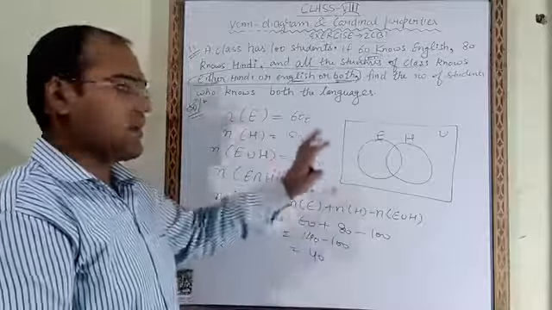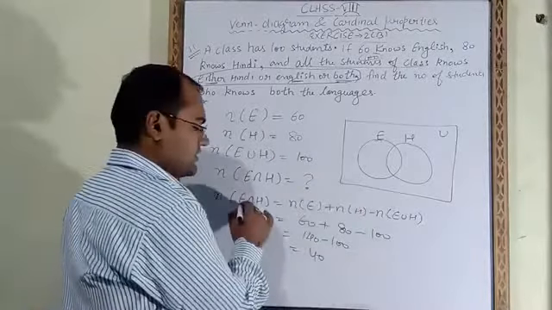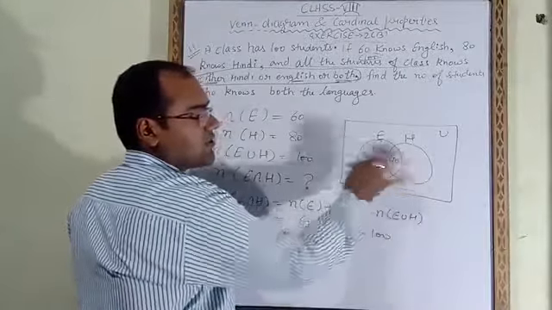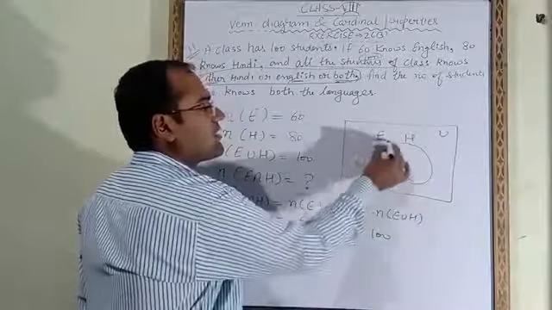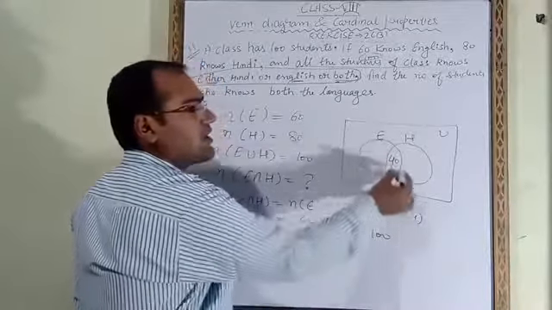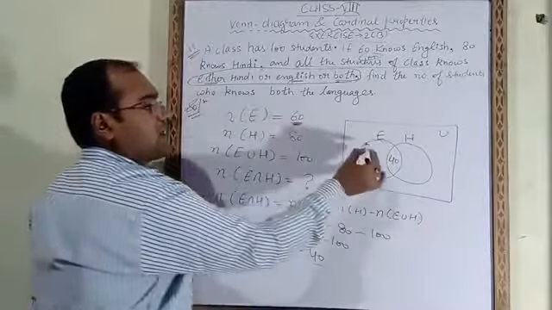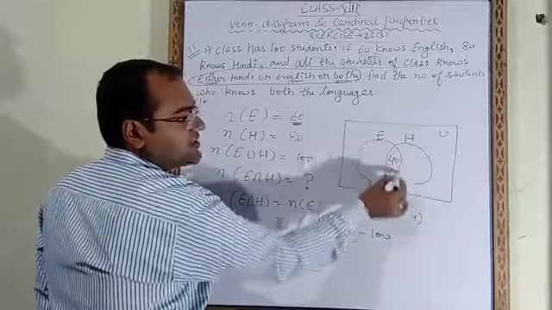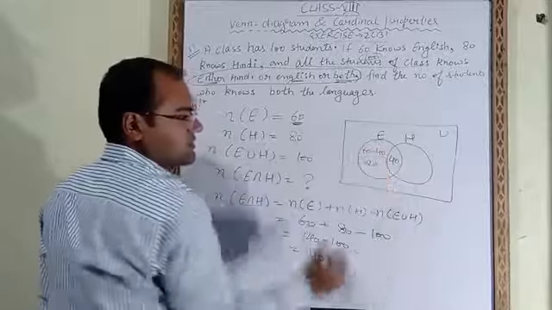But you have to draw the Venn diagram also. How will we make it? First we fill the intersection part, in the middle, with 40. Now this full circle is English. How many students know English? 60, so this full circle value is 60, but 40 is already written. So we write here 60 minus 40, that means 20.